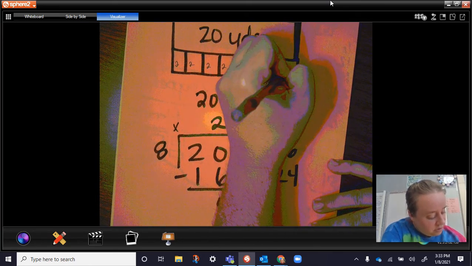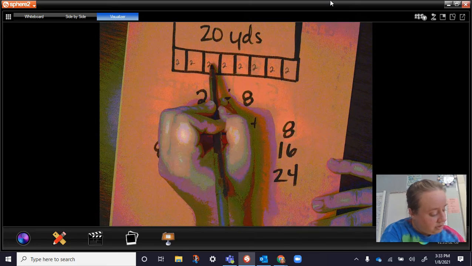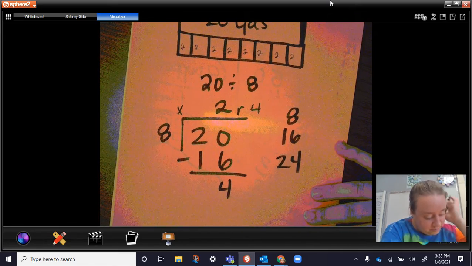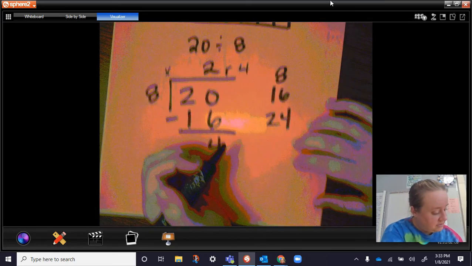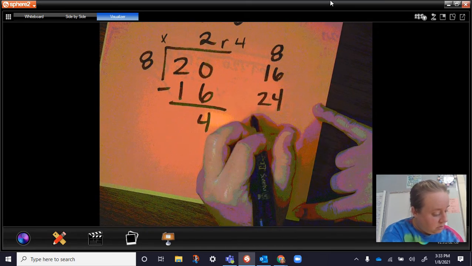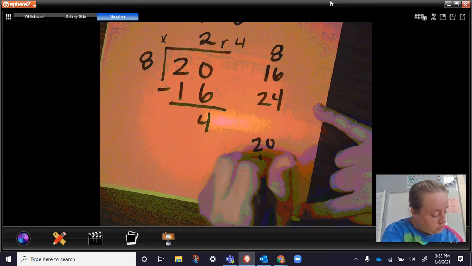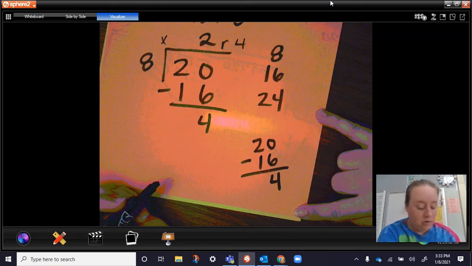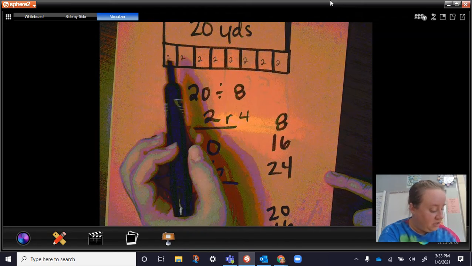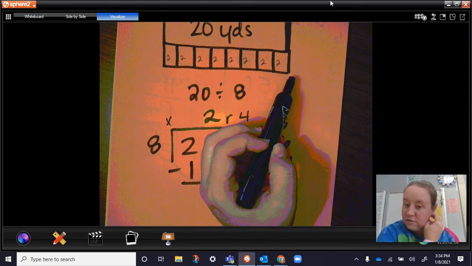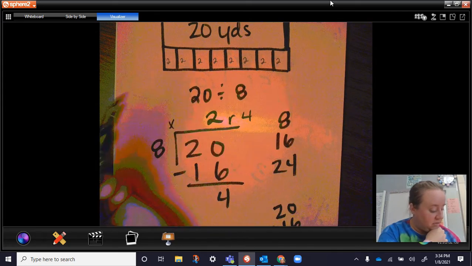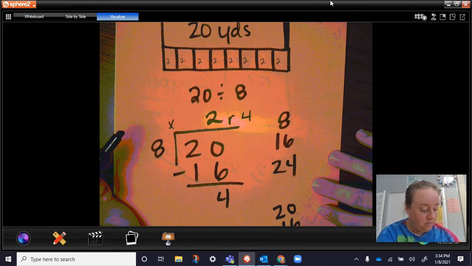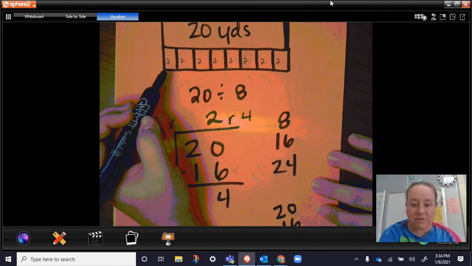But then that's only 1, 2, 3, 4, 5, 6, 7, 8. 8 times 2 is 16, and I started with 20. So there's 4 yards that are left. I have to be able to split that 4 yards that are left between these 8, what are they? 8 tablecloths.